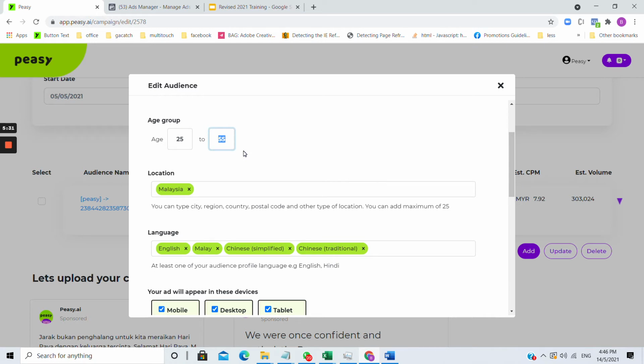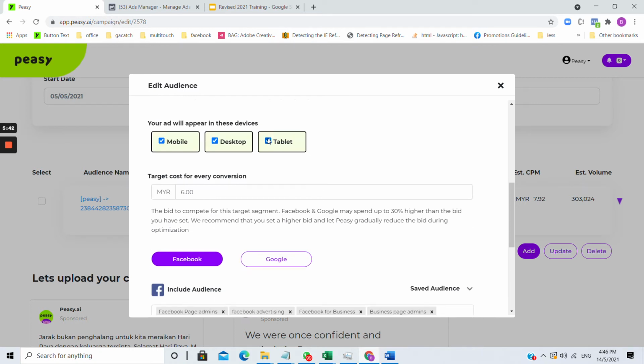All your sales team have to do is categorize who is qualified and who is disqualified. Peasy would look at that data and change the targeting automatically. So this is what audience optimization is about.